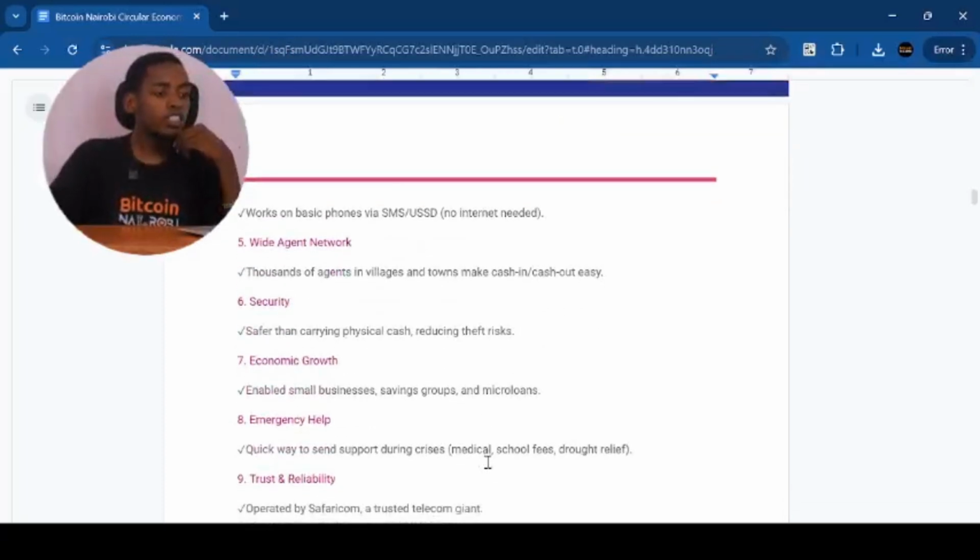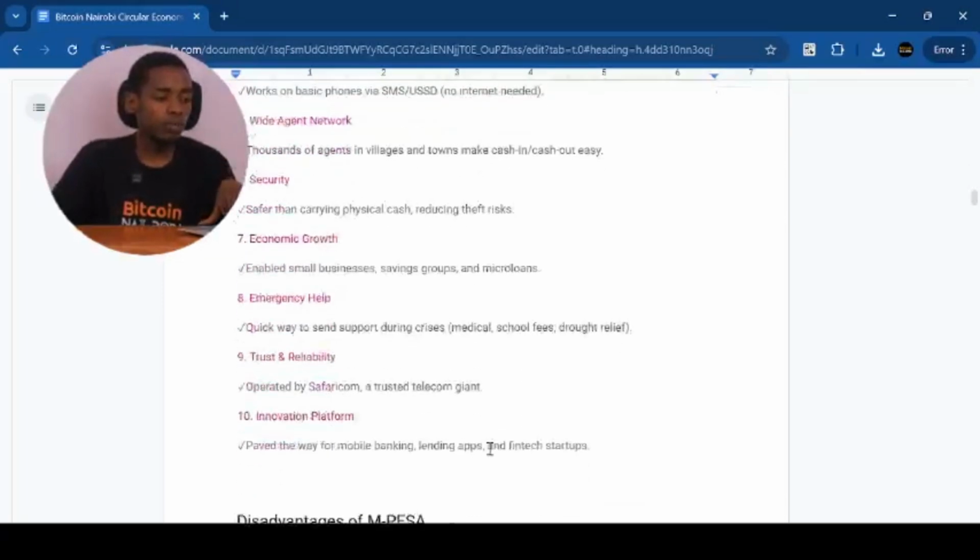Also, a wide agent network. Thousands of agents in villages and towns made cash in and cash out very easy. So that is one advantage of M-PESA. To cash out, even right now where we are at our studios, you can just go down and cash out at an agent. It's also safer than carrying physical cash, reducing theft risk. Also, it enabled small businesses to grow, savings groups and microloans.